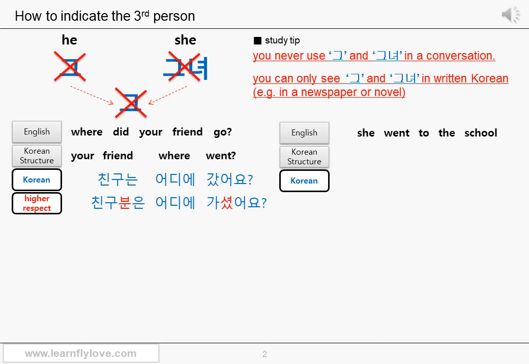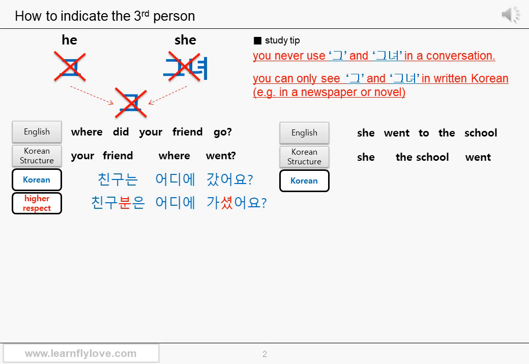Let's say you answer, she went to the school. In English, you use he or she to indicate the person who is mentioned in the previous sentence, right? How do you say this sentence in Korean then? The Korean sentence structure is going to be she, the school, went, right? But in Korean, you don't use the equivalent of the pronoun she when you actually speak. We'll tell you how to indicate the third person in Korean then.